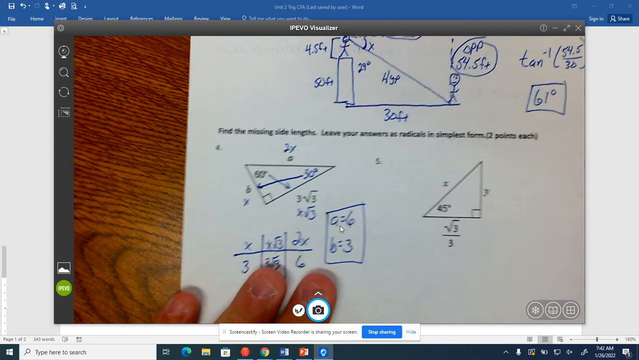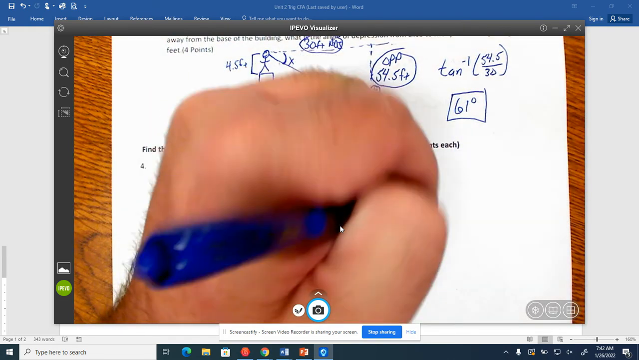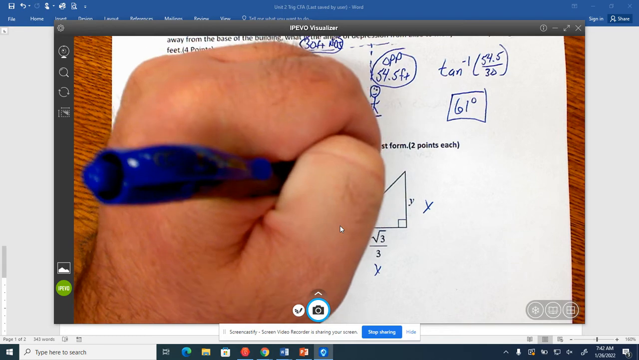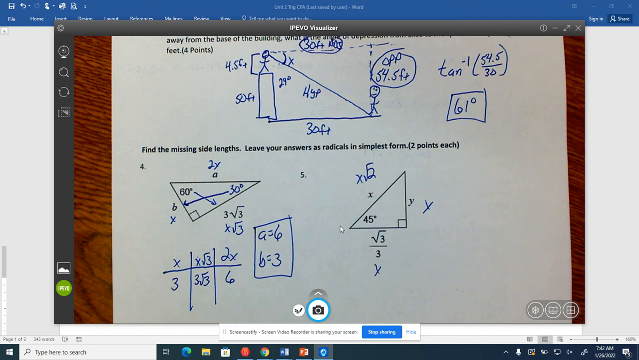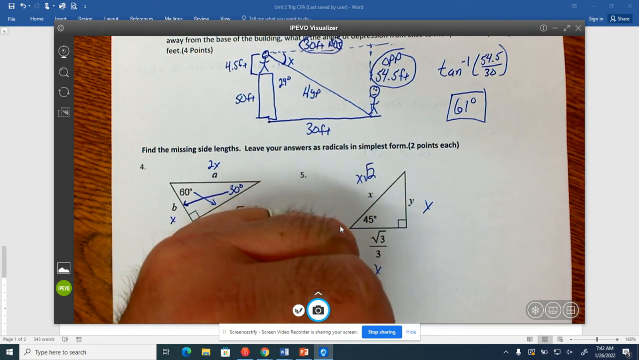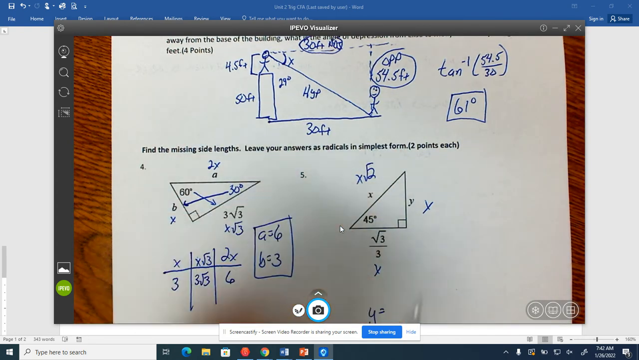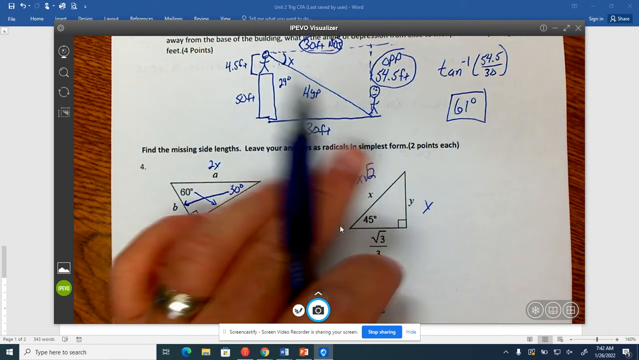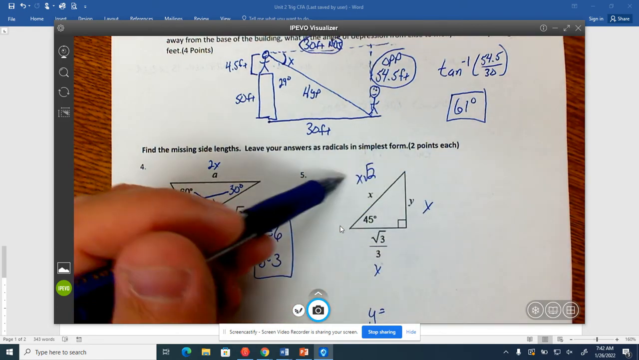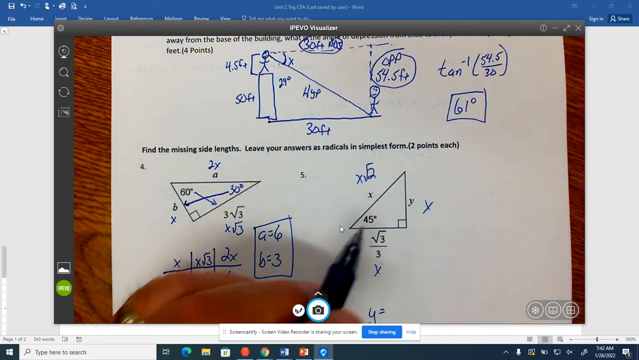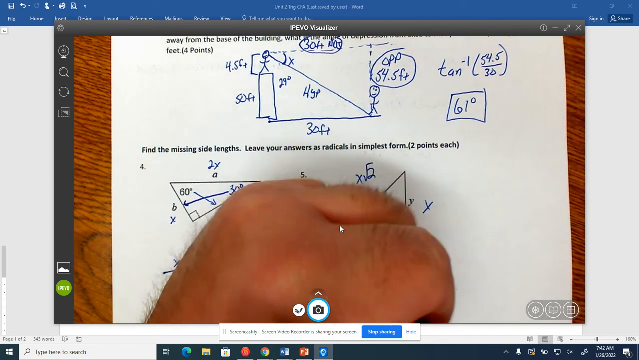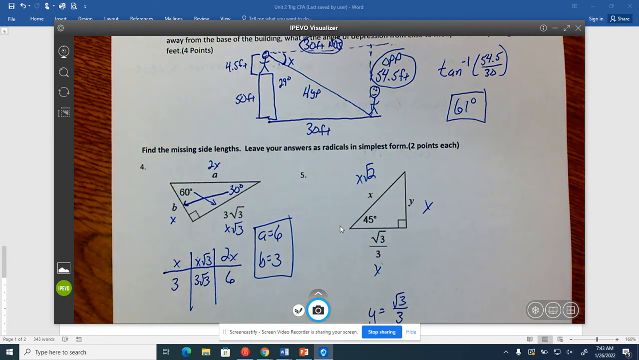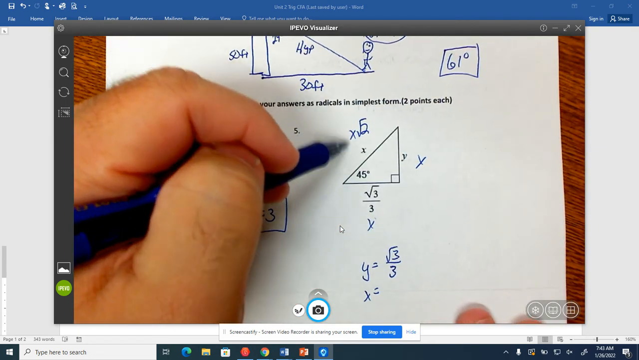Okay. Then the last one, I have x, x, x square root of 2 because it's a 45-degree angle. Okay, now don't get confused because we have multiple x's here. I just put that there to know that, I could put m square root of 2. But these both have to be the same. So if this is square root of 3 over 3, this also has to be square root of 3 over 3.